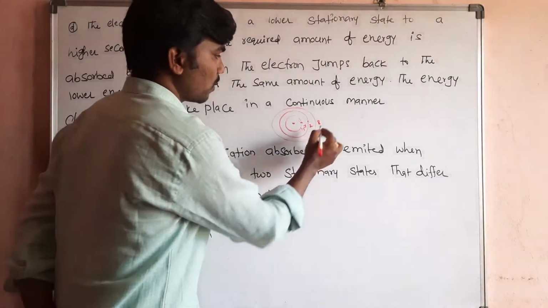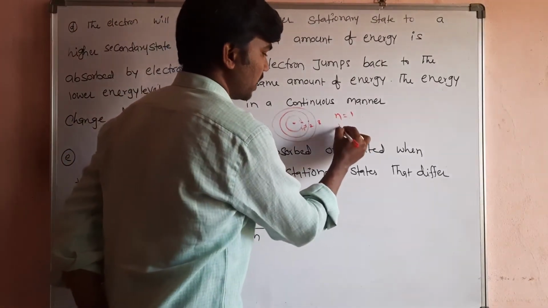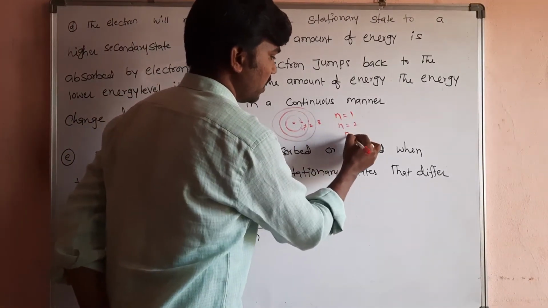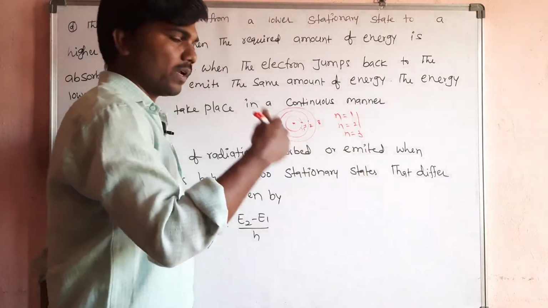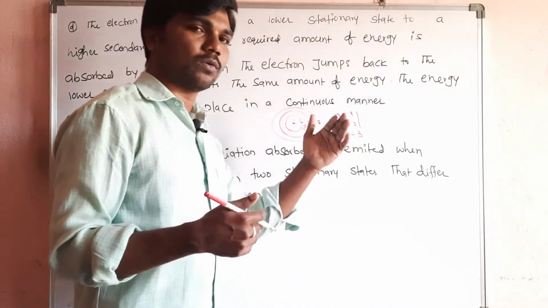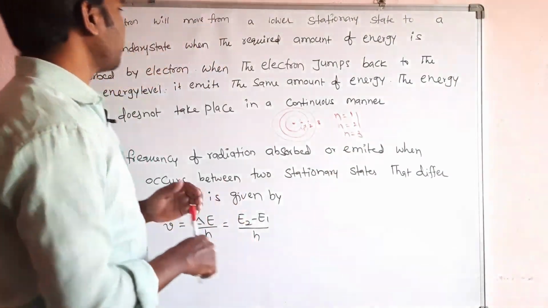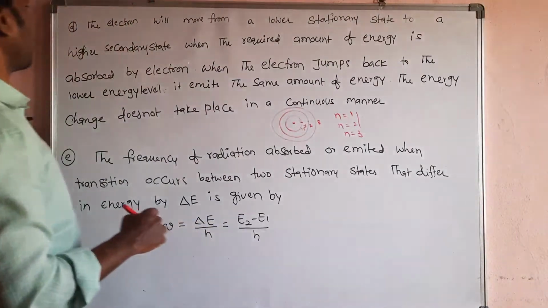So n equal to 1 has lower energy, n equal to 2 has higher energy, and n equal to 3 has higher energy than these two. So n equal to 4 has more energy than 1, 2, 3, like that. So here, after this, you see the next postulate.